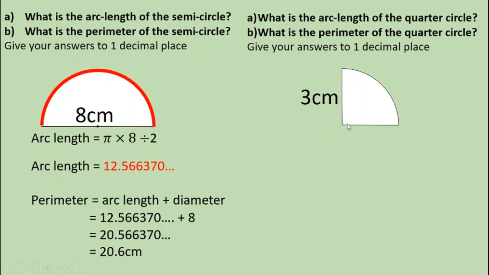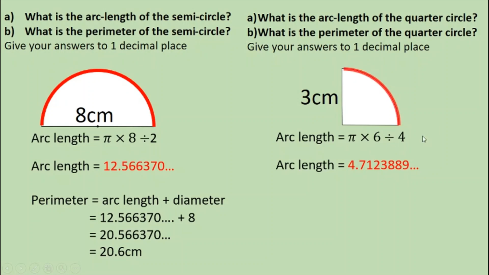Okay, next we have a quarter circle. It again wants to know the arc length and the perimeter. The big difference here is obviously we only have a quarter instead of a half. And I'm hoping you can guess that when we had a half, we divide by 2. So when we have a quarter circle, we're going to divide by 4. So pi times 6 divided by 4, because it is the diameter we're interested in. I've only given you the radius, and you need to compensate for that. Pi times 6 divided by 4 will give you 4.71238889. That is the curved bit, the arc length.